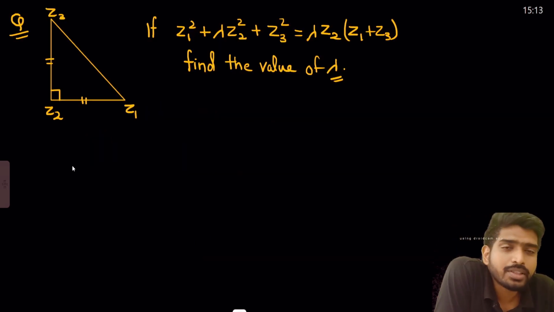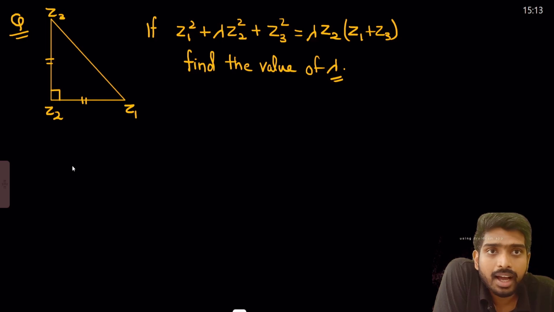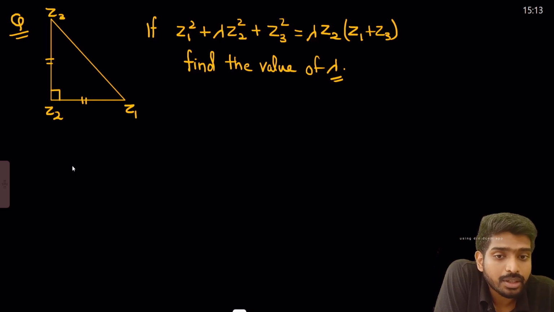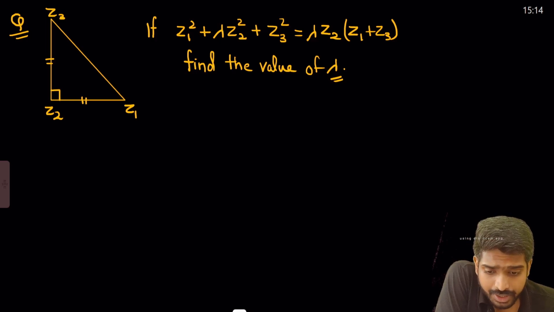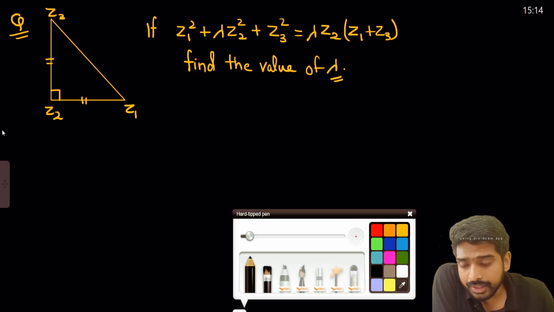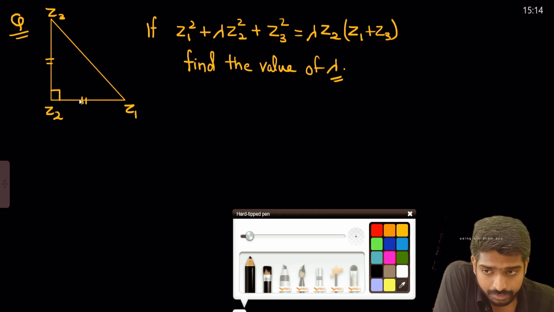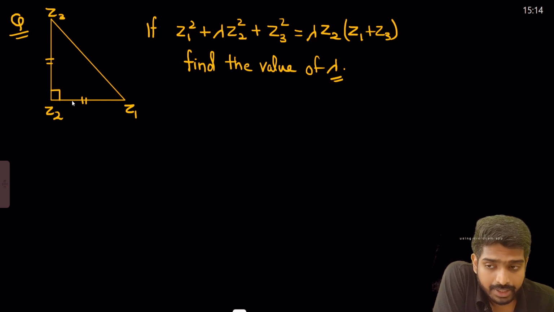Now in this question they have given a right isosceles triangle, and they gave the equation z1 square plus lambda z2 square plus z3 square is equal to lambda times z2 multiplied by z1 plus z3. Find the value of lambda, they said. Got it? So this is a right isosceles triangle, so we can say that this line z1 minus z2 and this line z3 minus z2 have the same magnitude.